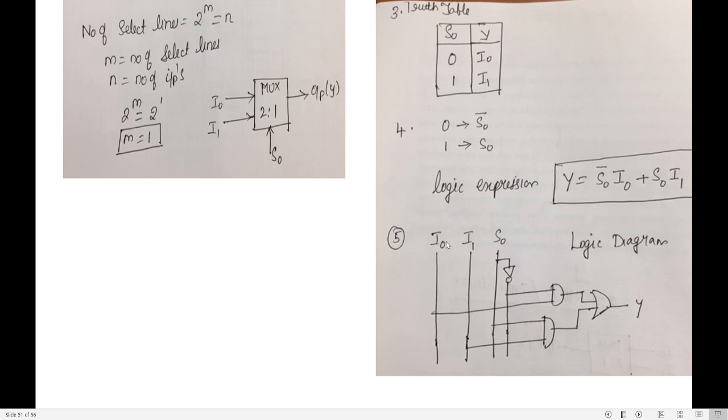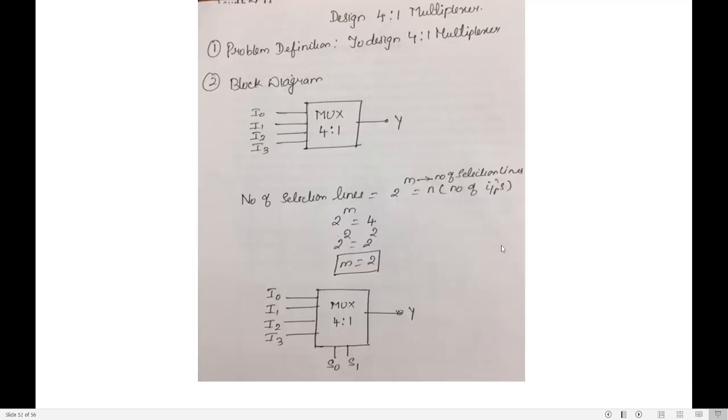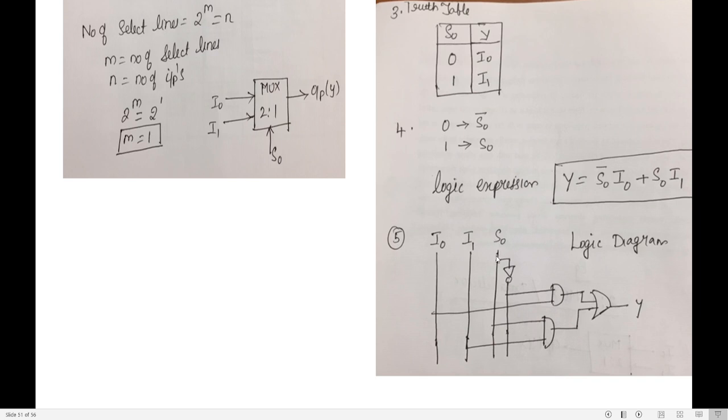So now draw the logic diagram. Two inputs I naught, I1, and one selection line S naught. This is my select line S naught. Now this is my NOT gate. The output is S naught bar. What is my first term? S naught bar I naught. I connect it to an AND gate. Now what is my second term? S naught I1. So I take S naught and I1 and connect them to an AND gate. The two AND gates are connected to an OR gate. This is how I obtain my output Y.